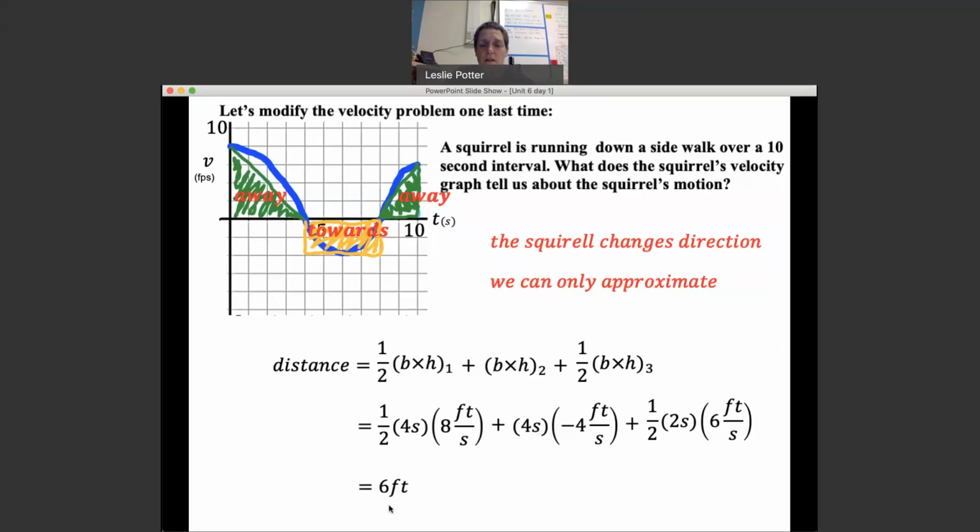So the distance then, or what we really should say is the position, is that the squirrel is 6 feet away from me. And because this is the unique one where we change direction and our position starts coming back towards our original location, we don't really talk about distance anymore. The best scenario would be displacement. And I think I really should have the word displacement right there.